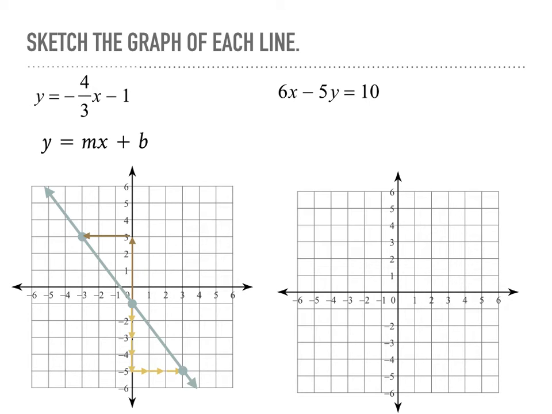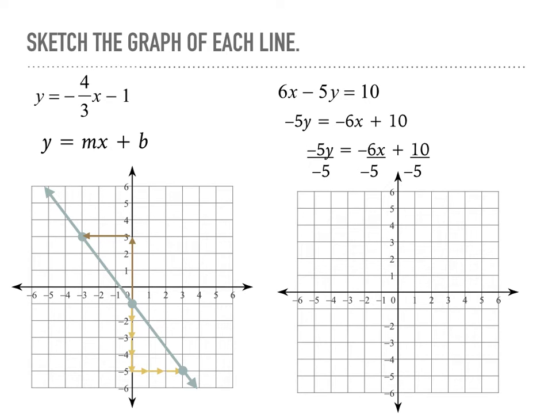Notice the slope is negative, and as you read that graph from left to right, you can see that it's falling. So that's what a negative slope looks like. All right, and the second equation, it is not in slope-intercept form. So let's subtract 6x from both sides. To get y by itself, we have to divide all 3 terms by -5.